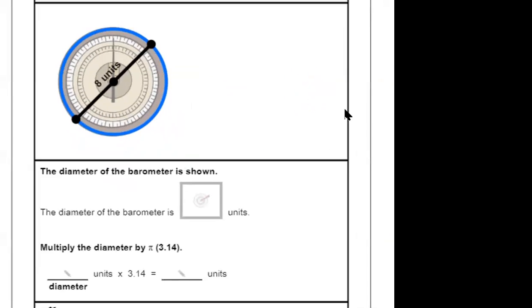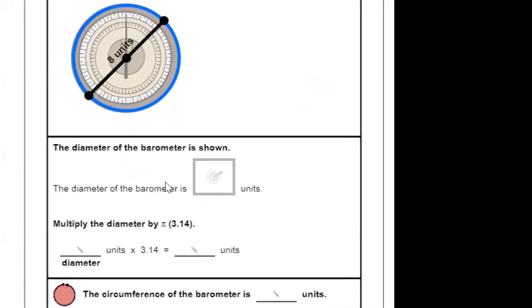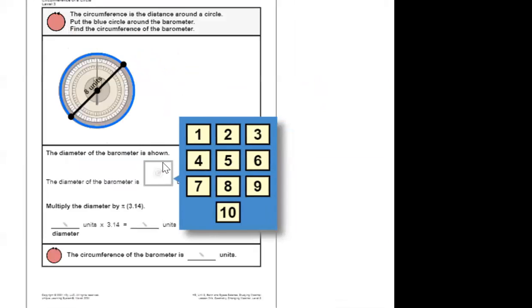All right. So the diameter is shown. What is the diameter? What does it say?